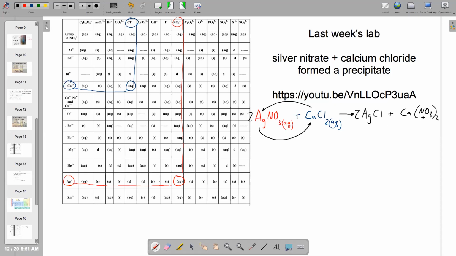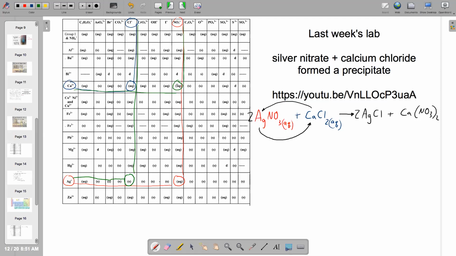So now the question is this: that white stuff that formed in the water, is that silver chloride, or is that calcium nitrate? Or could it be that both of these things are solids? So here's what you do. This is all you have to do. The silver chloride is silver with the chlorine. And so when I go silver and chlorine, you see that says S. But then the calcium nitrate, calcium and nitrate, that says AQ.